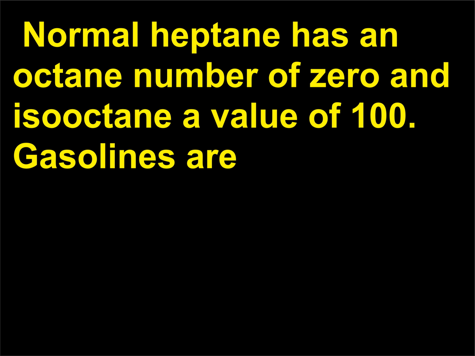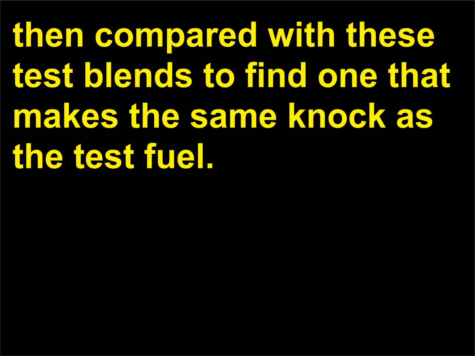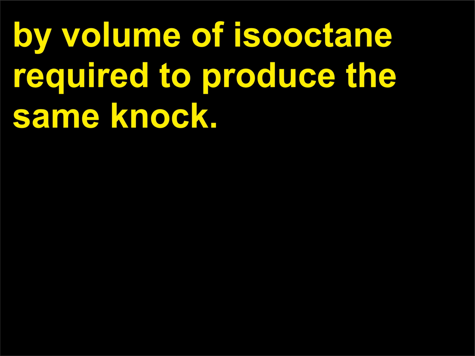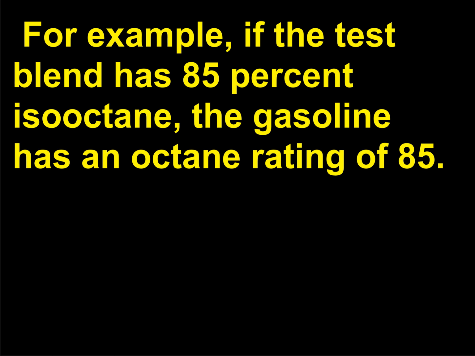Gasolines are then compared with these test blends to find one that makes the same knock as the test fuel. The octane rating of the gasoline under testing is the percentage by volume of isooctane required to produce the same knock. For example, if the test blend has 85% isooctane, the gasoline has an octane rating of 85.